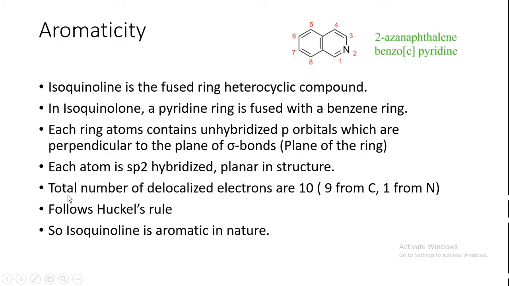The total number of delocalized electrons is 10: nine from carbon and one from nitrogen. So it follows Huckel's rule, the 4n plus 2 pi rule. With n equal to 2, that is 4 into 2 is 8, plus 2, so 10 pi electrons in total. That's why isoquinoline is aromatic in nature. That is about its aromaticity. Next, let us see the preparation or synthesis.